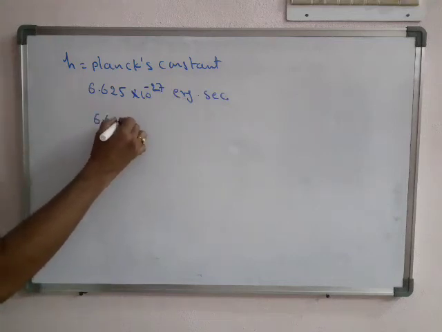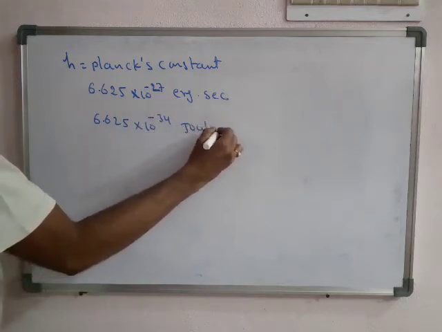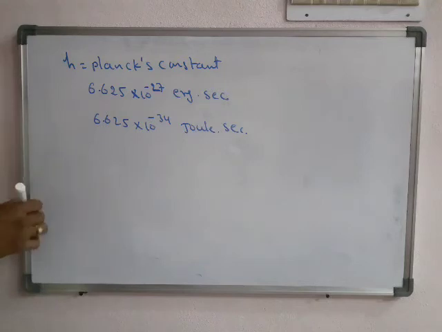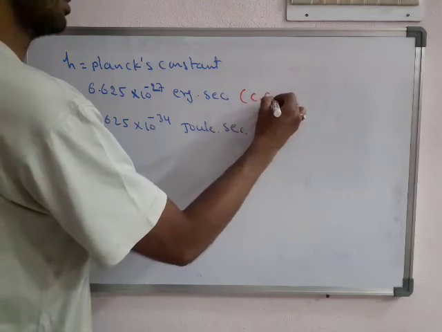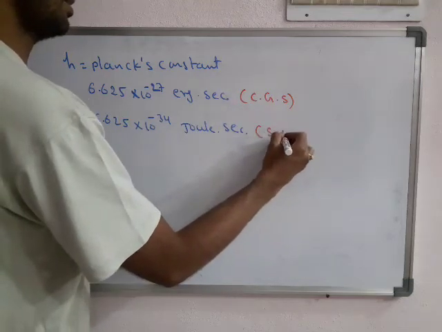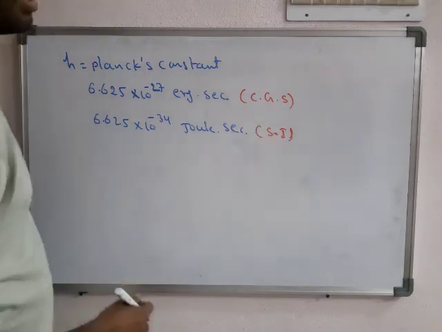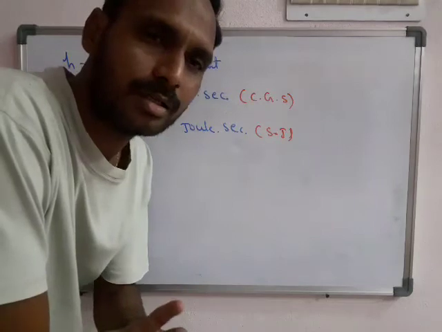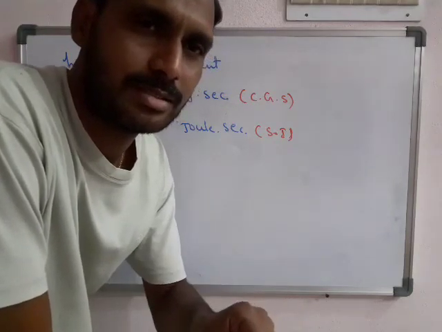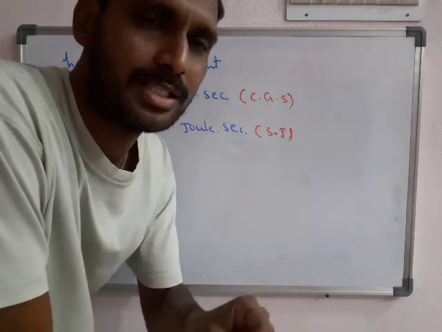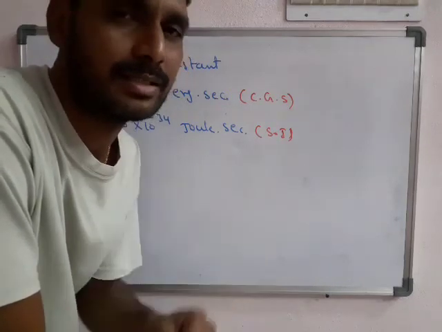Otherwise you can write 6.625 into 10 to the power minus 34 joule into second. So what is erg? Erg into second is generally treated as the CGS method, and joule into second is treated as the SI method. Based on the problem details, we have to select whether to use CGS or SI.